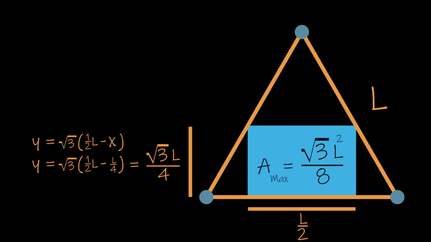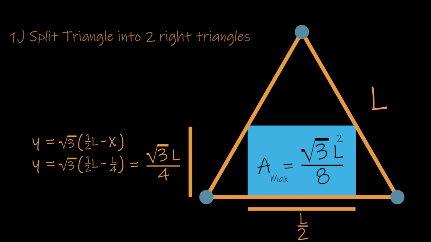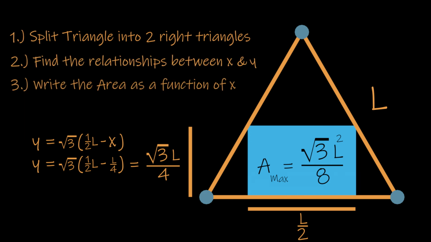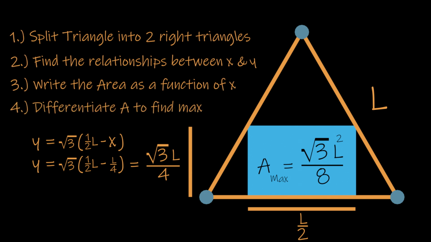To recap what we did, we derived our area function by analyzing the relationships within the right triangles formed by splitting the equilateral triangle in half. We then used differentiation to find critical points and verified that the maximum area is achieved when the rectangle's base is L over 2 and its height is square root of 3 over 4 L.